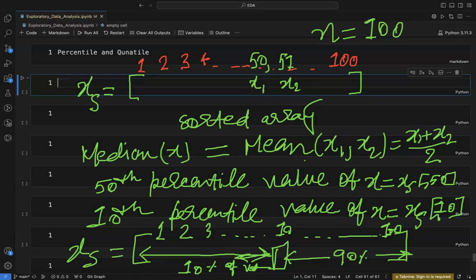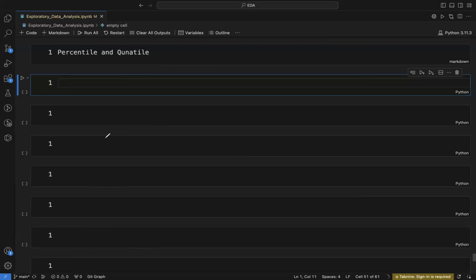Let's suppose I call the 25th percentile. What does it mean? The 25th percentile value will tell you that 25% of all your observations are less than this. Let's say this is the 25th, this is my 50th, this is my, let's say, 75th, and this is my 100th.